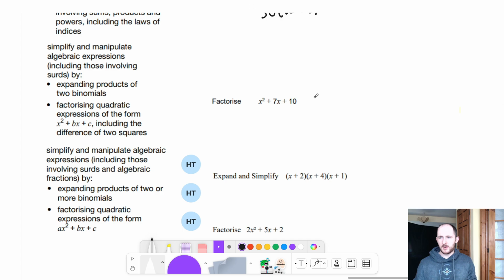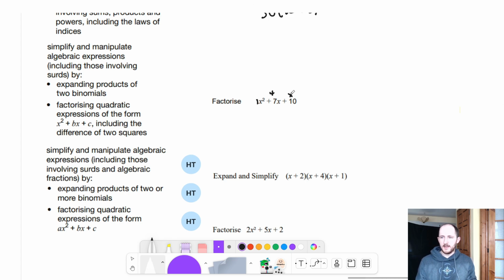So factorising a simple quadratic. Simple quadratic just means that there is just a 1 in front of the x squared. There's not a minus, there's not a 2, there's not a 10, whatever. All you need to do is look for two numbers. They need to multiply to give the last digit, 10, and they need to add to give 7.